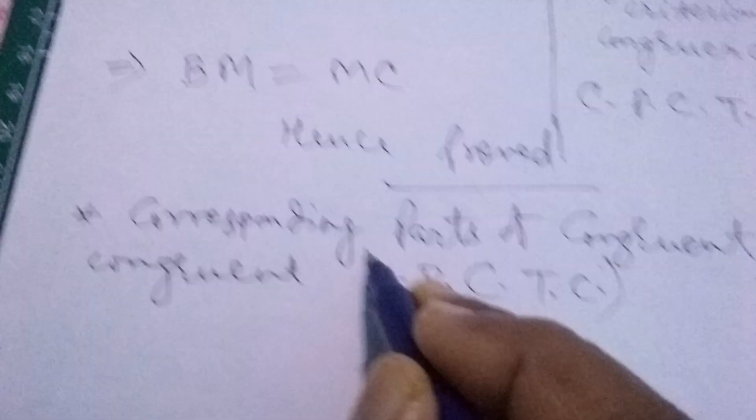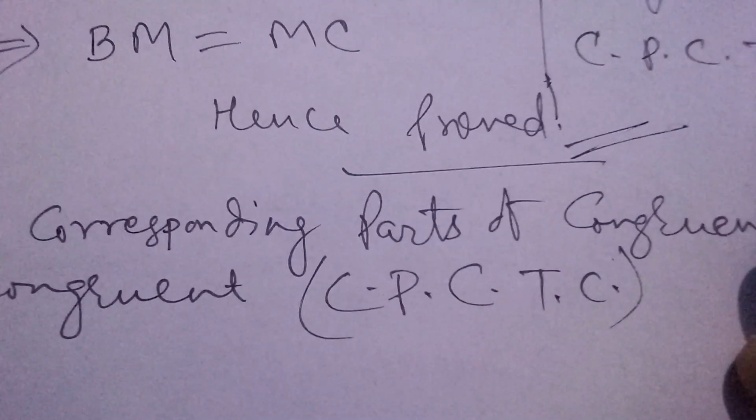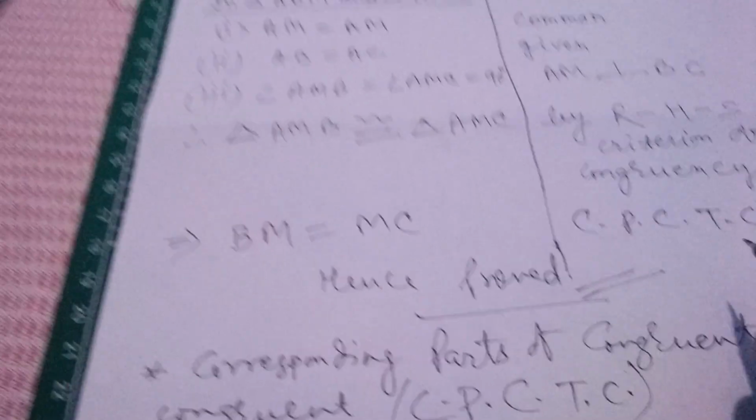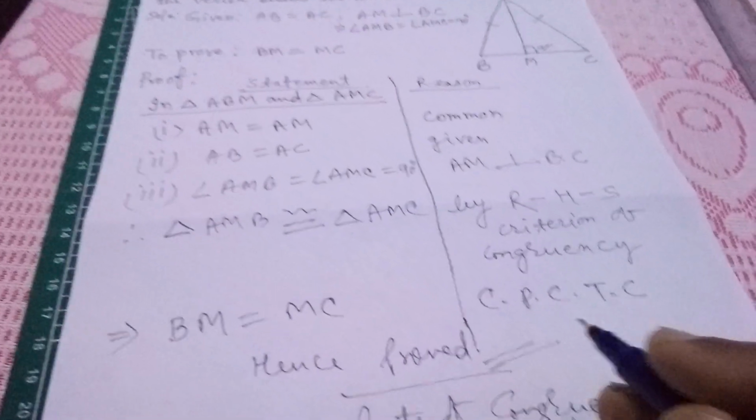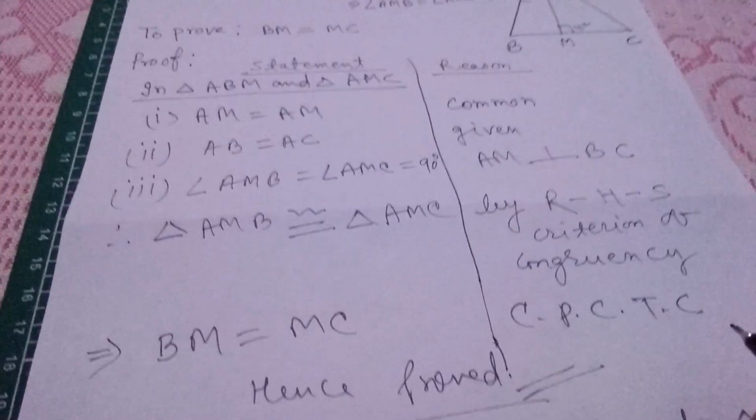Okay, so in this way we will prove two triangles congruent by using the different criteria we have been taught.